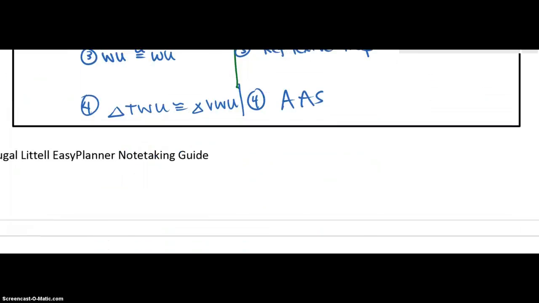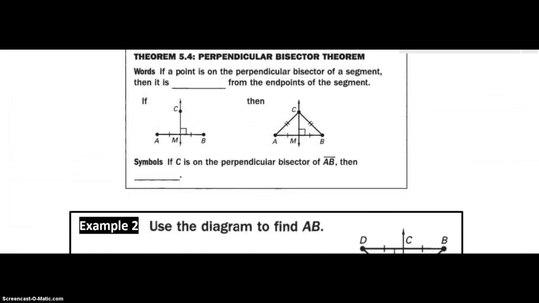All right. Perpendicular bisector theorem. Again, you already know what a perpendicular bisector is, but this is going a little bit further. If a point is on the perpendicular bisector, like the point C there, then it is equidistant from the endpoints of the segment. So that means that this is congruent to this. These distances are equal. So CA equals CB.